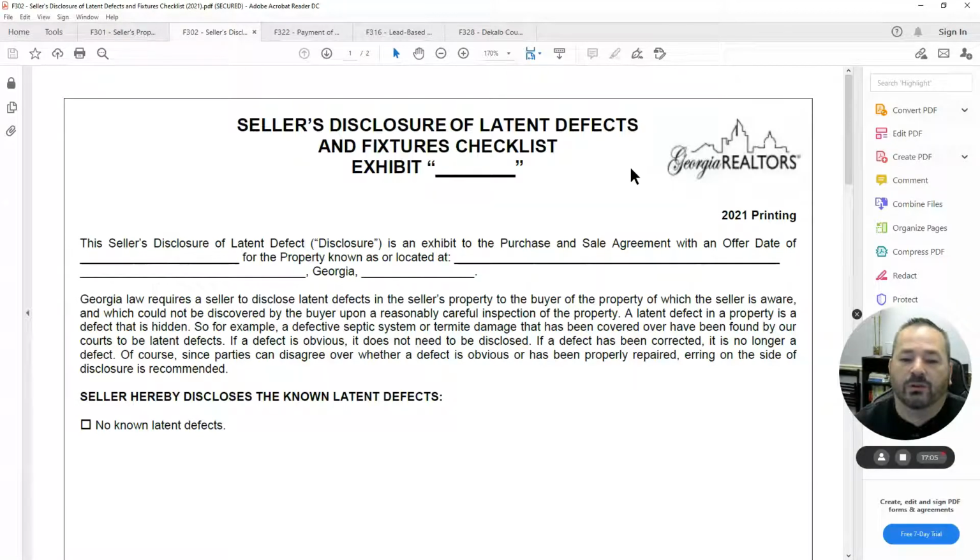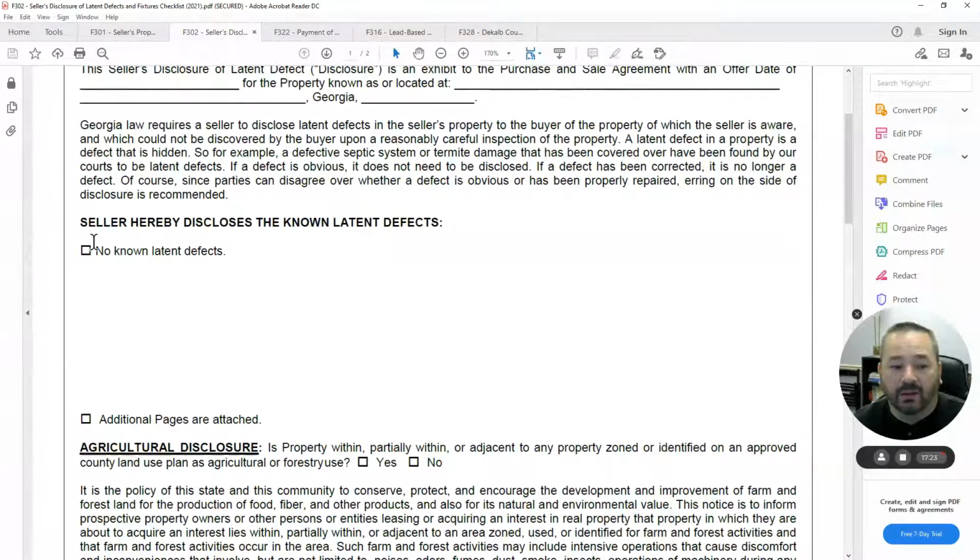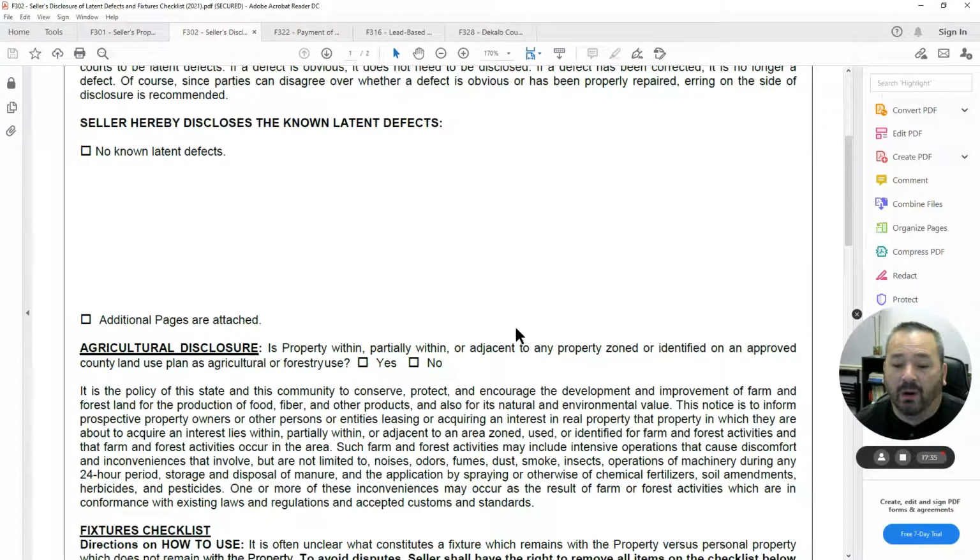And the first portion of this disclosure is going to be just like the other. We're going to leave our exhibit date blank. We're going to leave our offer date blank until we have an offer or a contract for the property known or located at, and the address of the property. And then we're going to mark here that there are no known latent defects, or we're going to have our client write in here the things that they do know are wrong with the property. They're going to mark, is the property zoned or adjacent to any agricultural property?